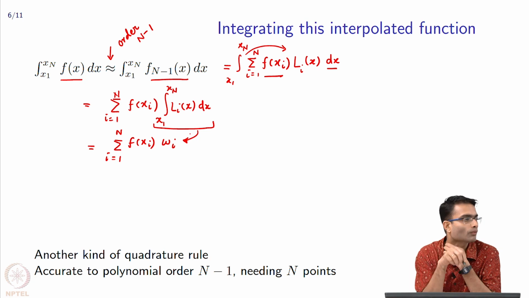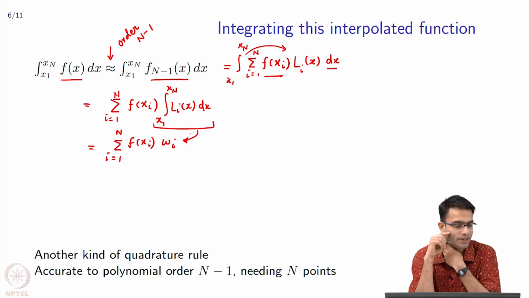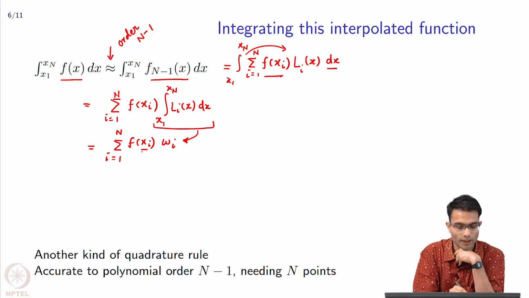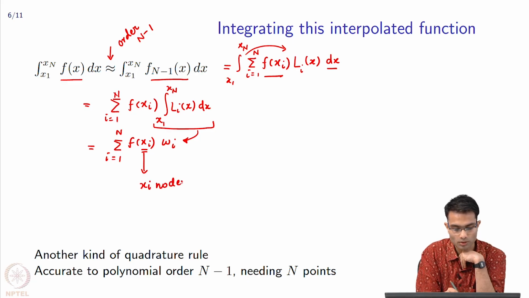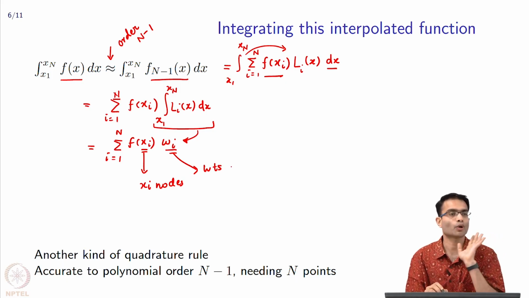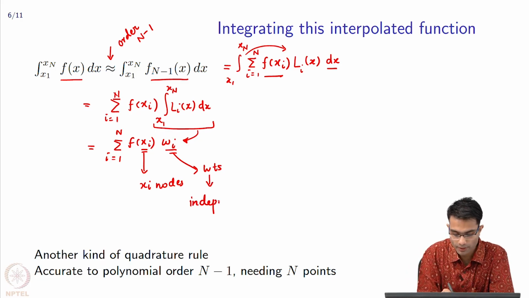So, would you call what we have done also a quadrature rule? It is a quadrature rule because it is giving me an approximation of the integral. It is telling me what all I need to know, function values at a few discrete points. So, these are the x i nodes and weights that do not depend on the function, right. That is the important part of a quadrature rule, that the weights are independent of the function chosen.